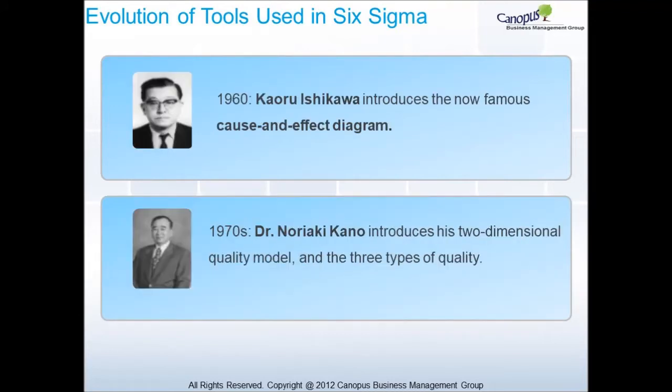In 1960, Kaoru Ishikawa introduces the now famous cause and effect diagram. In the 1970s, Dr. Kano introduces his two-dimensional quality model and the three types of quality. Let's now look at Six Sigma as a management philosophy.